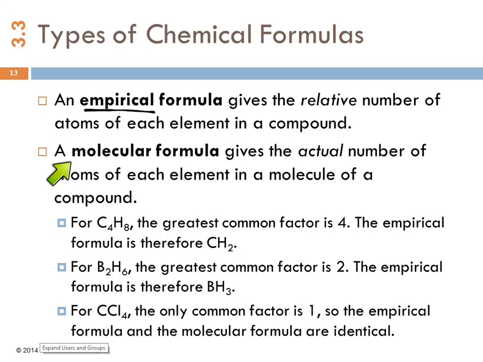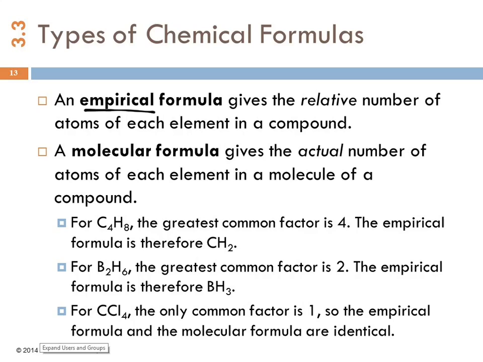A molecular formula, which is what we probably think of as a regular formula, gives the actual number of atoms of each element in a discrete molecule. So as an example, for this compound C4H8, that's the molecular formula. In one molecule, there are 4 carbon atoms and 8 hydrogen atoms. But that's not the lowest ratio. If we determined the formula experimentally, we would come up with CH2. Because for every 1 carbon atom, there are 2 hydrogen atoms.